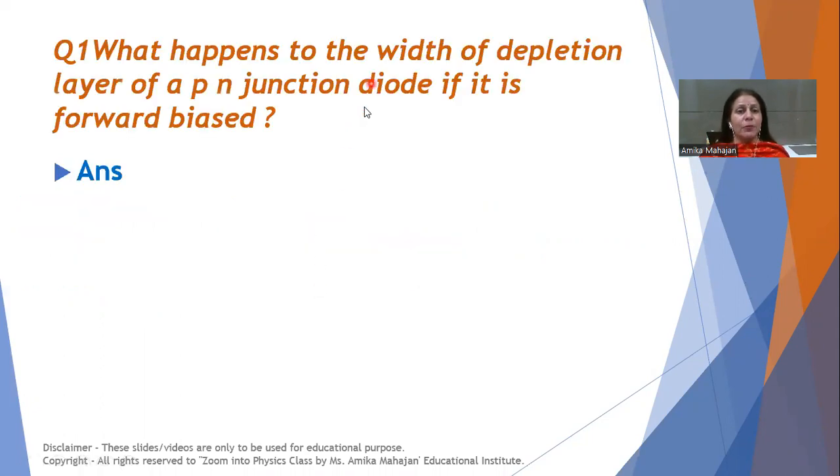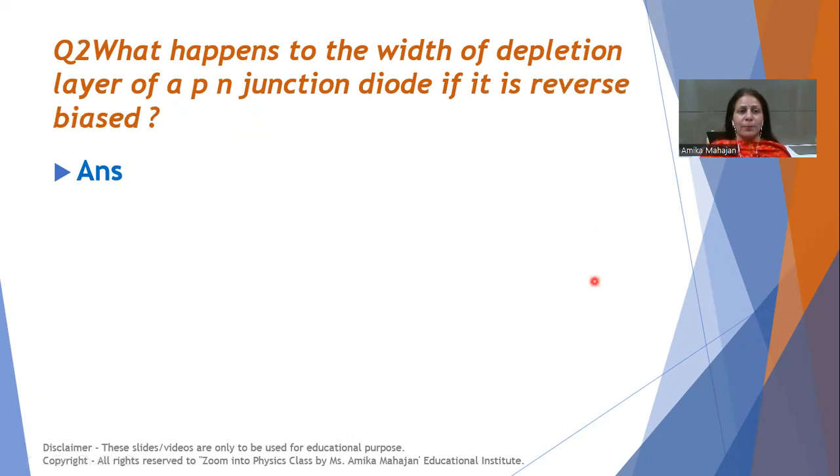First question, what happens to width of depletion layer of PN junction diode when it is forward biased? What is forward biased? Forward biasing means when the P region of the PN junction diode is connected to positive and N region is connected to negative. P to P and N to N. Here P is connected to positive and N is connected to negative. Now in forward biasing, what happens? Width of depletion layer will decrease.